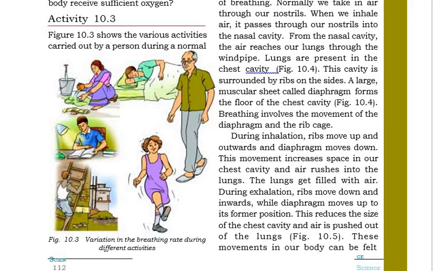From the nasal cavity, the air reaches our lungs. Lungs are situated in the chest cavity on both sides of the sternum. From the nasal cavity, the air reaches our lungs through the windpipe. There is a narrow muscular, cartilaginous pipe which starts from the throat and goes to the lungs. So that is called the windpipe or trachea.